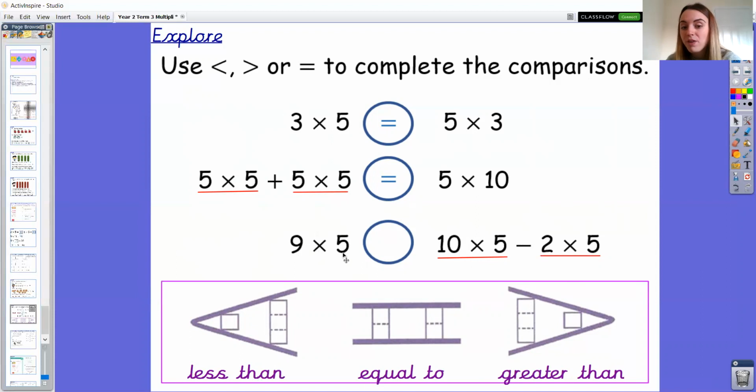Well done. So we know 9 times 5 equals 45. It's 5 less than 10 lots of 5 being 50. Compared with 10 times 5, which we know is 50, subtract 2 times 5. Well, I know double 5 is 10. So 50 subtract 10 equals 40. So we're comparing 45 with 40. So is 45 less than 40? Is 45 equal to 40? Or is 45 greater than 40? Well done, year 2. Let's say it together. 45 is greater than 40. Brilliant. Well done, year 2.